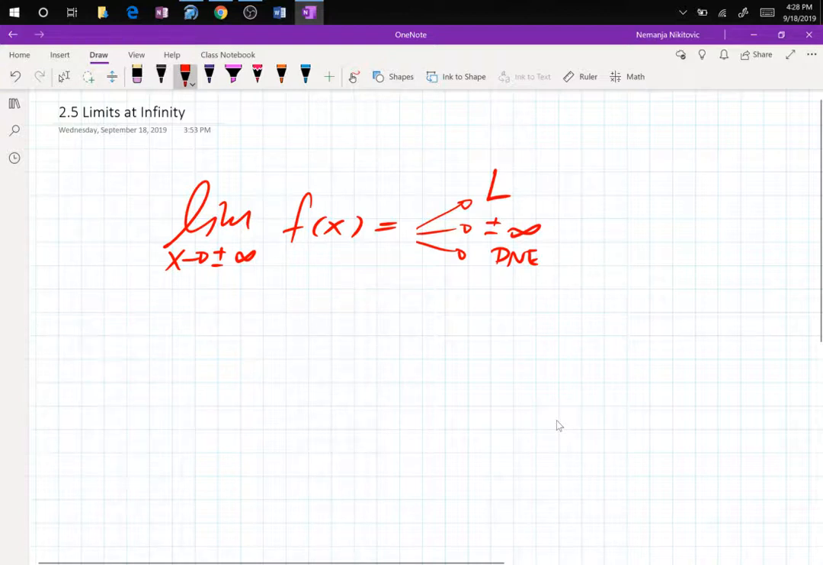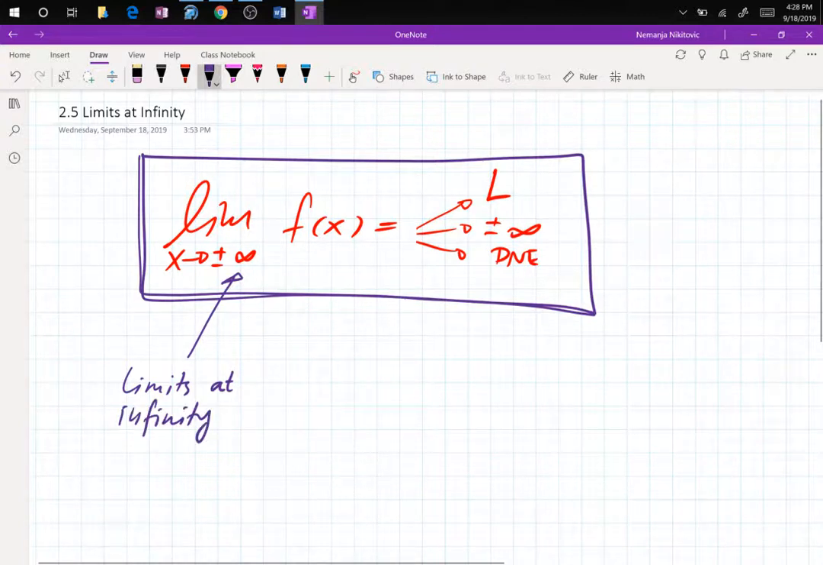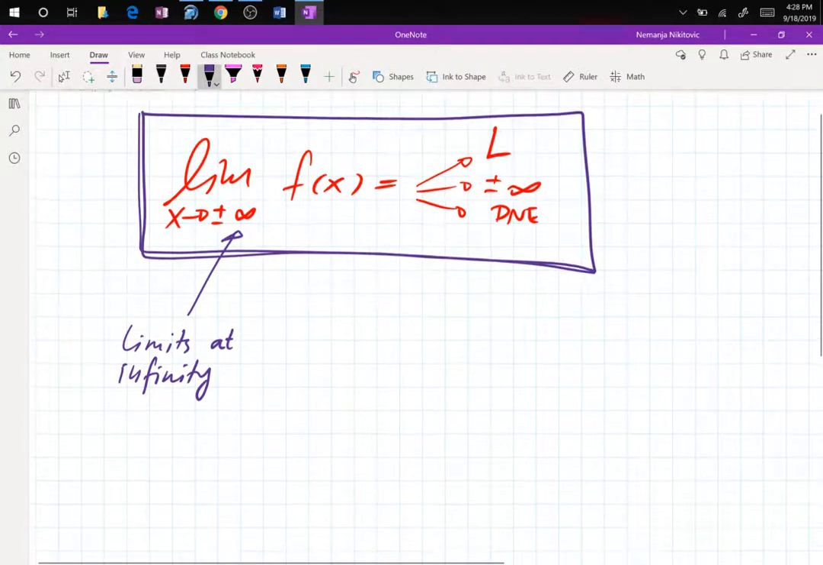So you can have any of these situations. This is limits at infinity, so you are looking far out, and you are trying to figure out what is happening as the function goes to infinity in the x direction, either positive or negative.